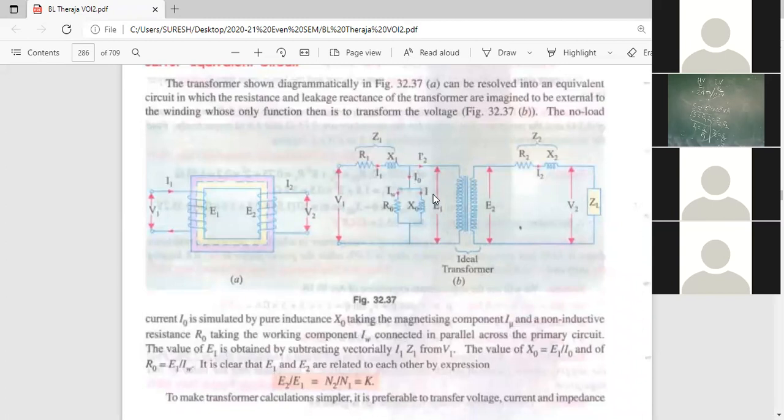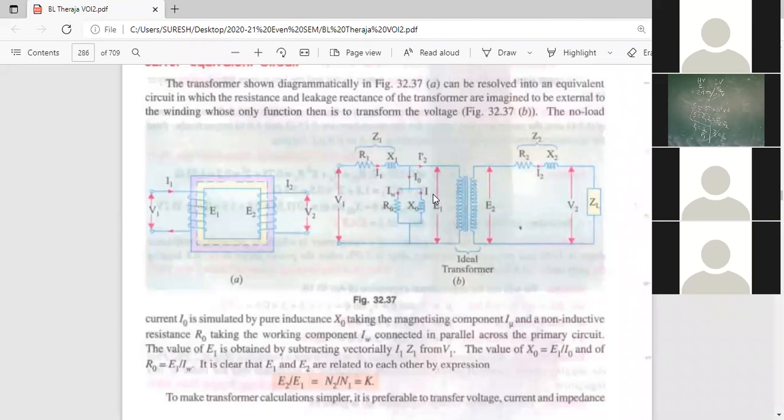See, I have placed the cursor on the screen. That is not I. That is IM, magnetizing current. In X naught, the current flowing is IM, not I. See, in the textbook they have given wrong.